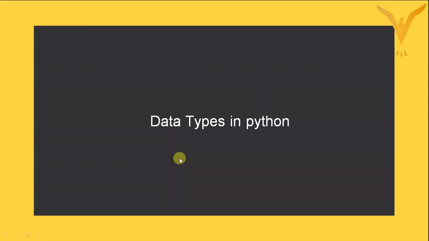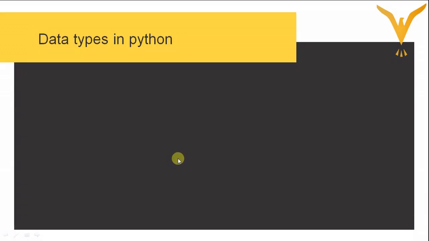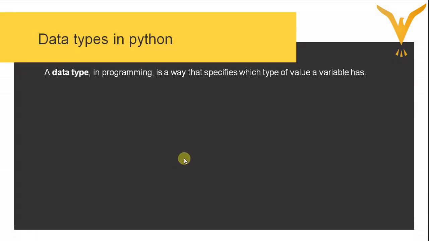Now let's quickly understand the concept of data types. Okay, so exactly क्या data types होते हैं, चलो देखते हैं. So a data type in programming is a way that specifies which type of value a variable has. Right now we know how to create a variable, and which type of value a created variable can contain can be defined using a data type.